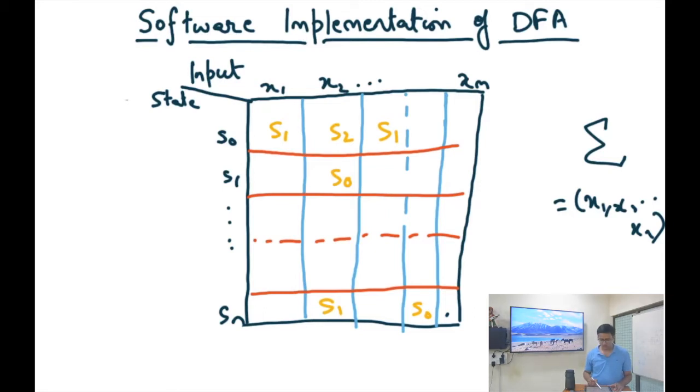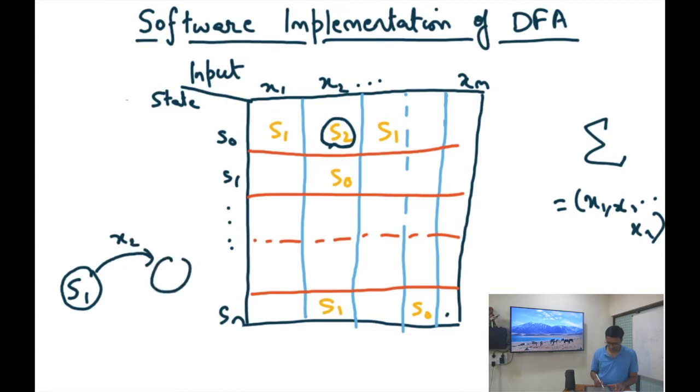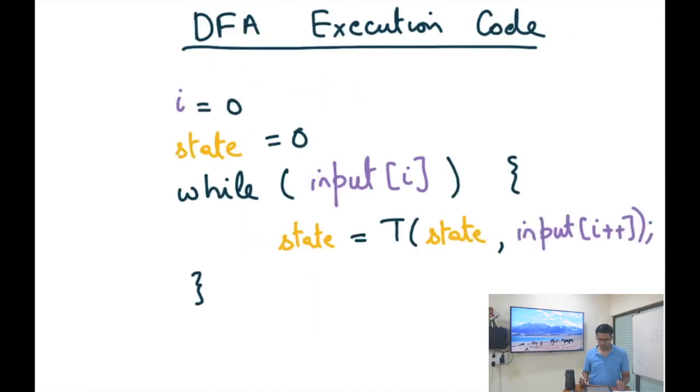Now the table is formed as follows: if the DFA transitions to state S2 on input X2 when it was at state S0, then I just write S2 in the corresponding cell, right? So let's say if I'm in S1 and I get input X2 and then I go to S0, then that's what this particular entry here represents, and so on. So basically the entry stored in the two-dimensional array represents the next state for that particular state, input character pair.